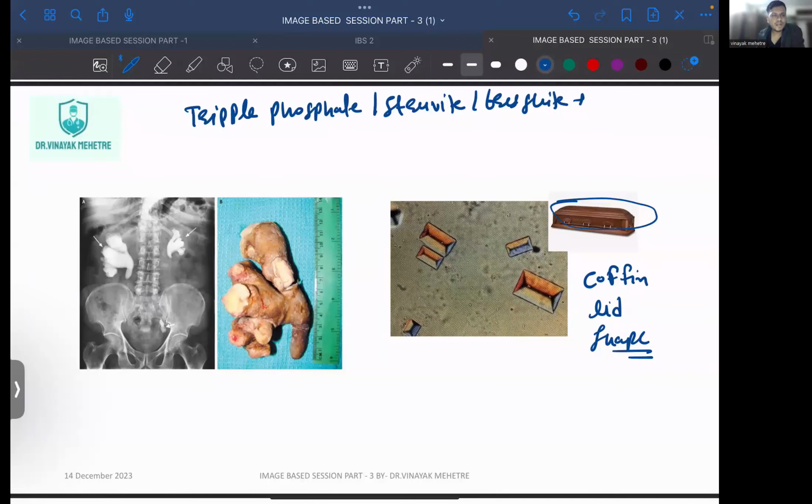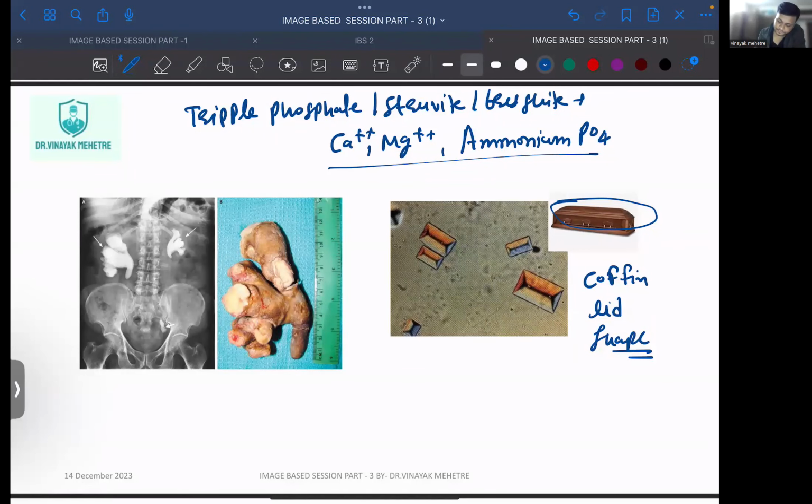Yes, so how many ions should be there? 3. कौन से होते हैं? कैल्शियम, मैग्नीशियम और वन मोर। कौन सा होता है? That is अमोनियम फॉस्फेट। 3 है ना? सो बना किससे होगा? 3 से, राइट? The calculus which we see is called as, कैलिक्स का शेप ले लेंगे ये। This will take the shape of whole calyx. Okay, it will take the shape of whole calyx, so it is called as staghorn calculus.